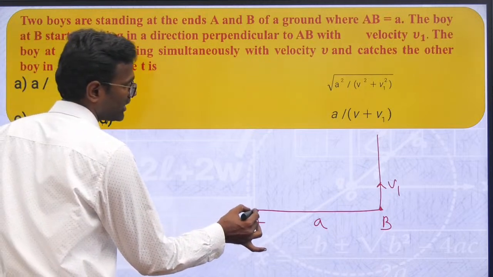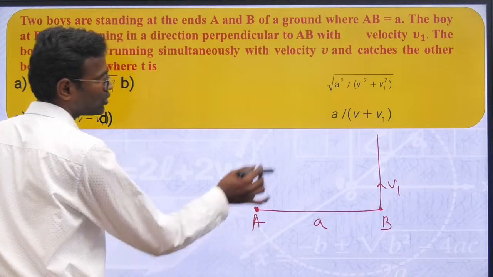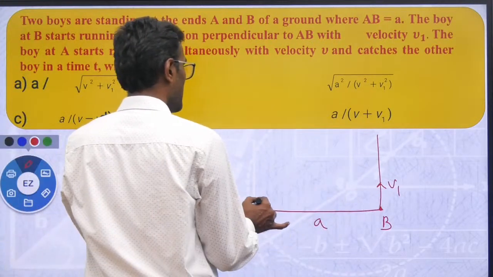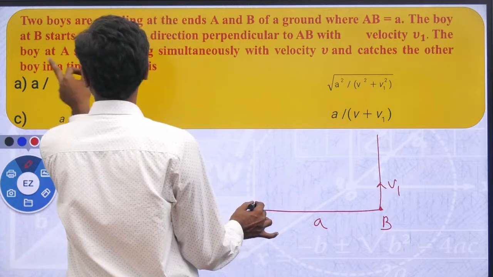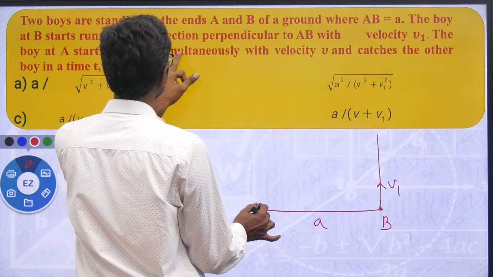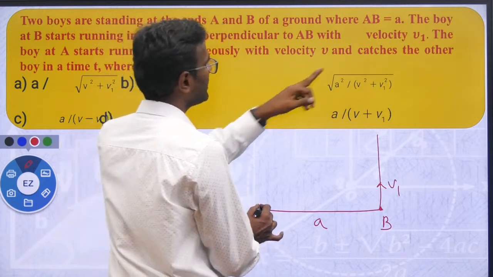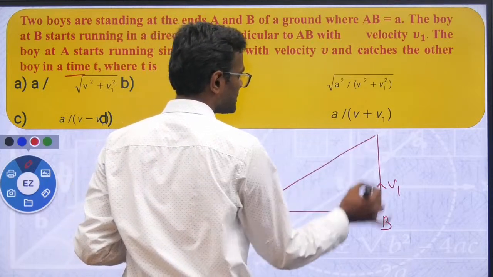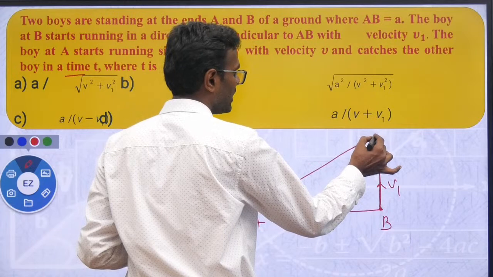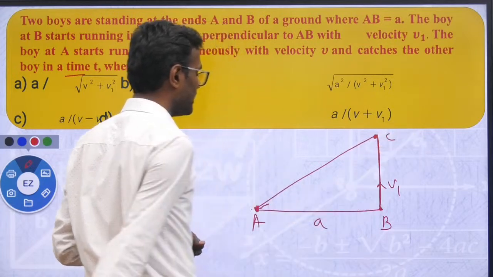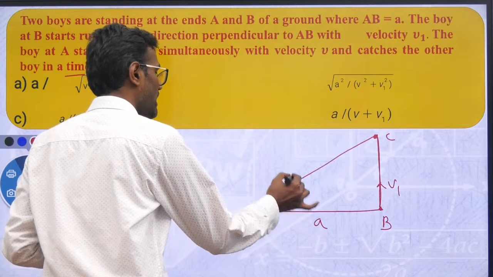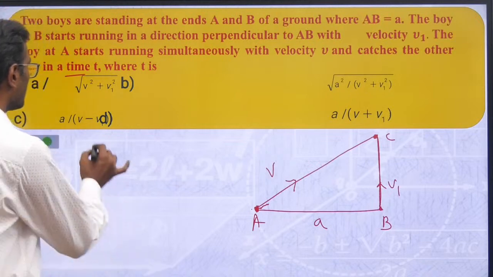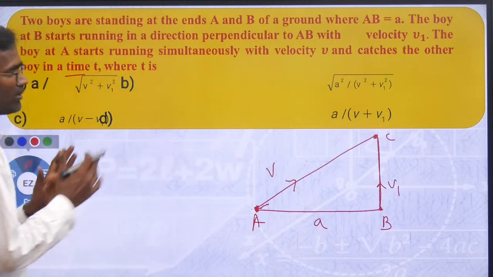Now the boy at A starts running to catch that boy. Simultaneously when B starts from here, A also starts from here. Boy at A starts running simultaneously with velocity V and catches the other boy in time t seconds. So A is moving like this, B is moving like this. Suppose this is the meeting point, let me write C. A is moving with velocity V. After how much time are they going to meet?